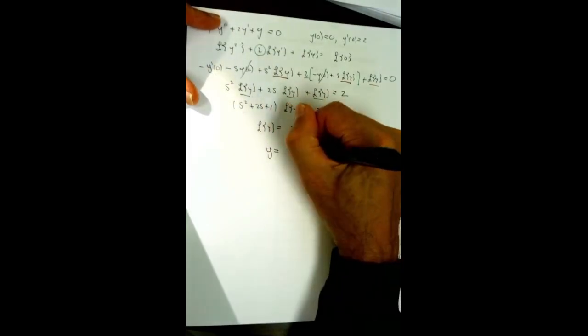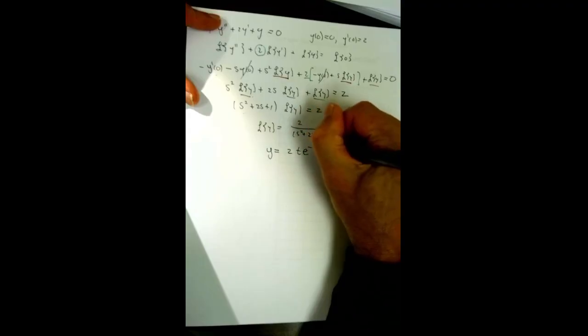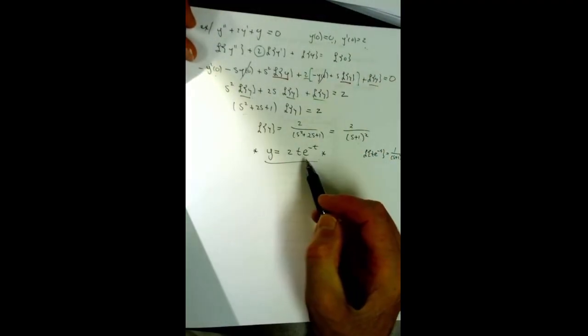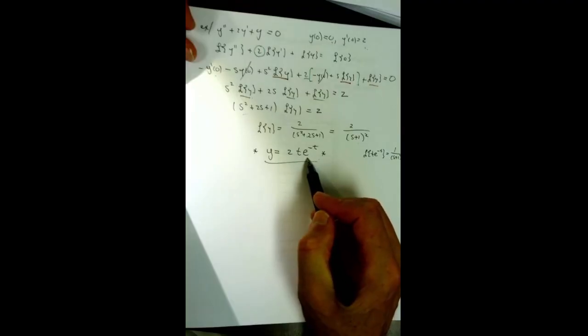So y is going to be 2 times te to the minus t. Right, and you should recognize that the Laplace transform of t e to the minus t is 1 over s plus 1 squared. That's going to satisfy my initial conditions. So that's a quick check. But notice I had a double root here. I didn't have to worry about different versions of e to the minus t. I just get this directly without any messing around.